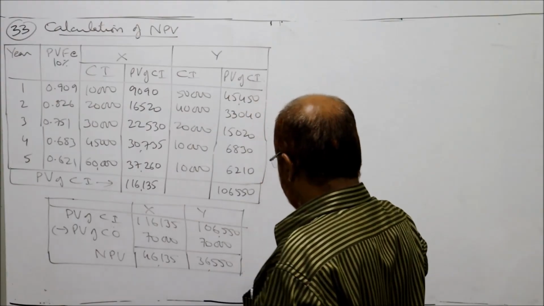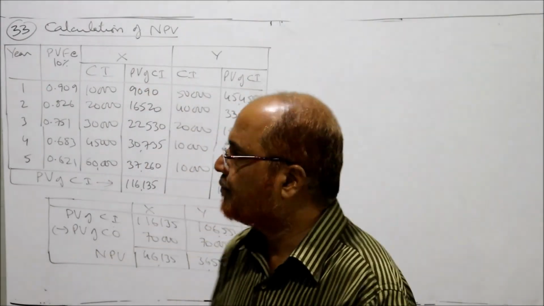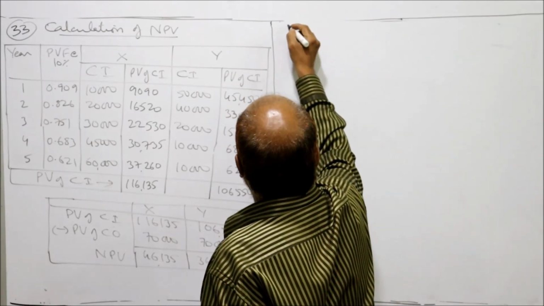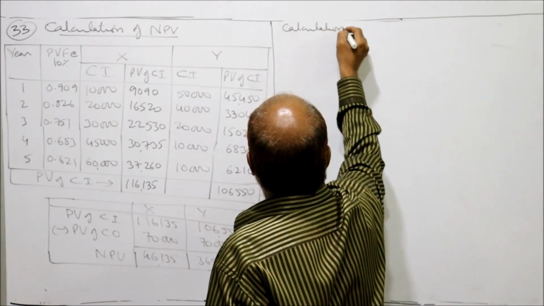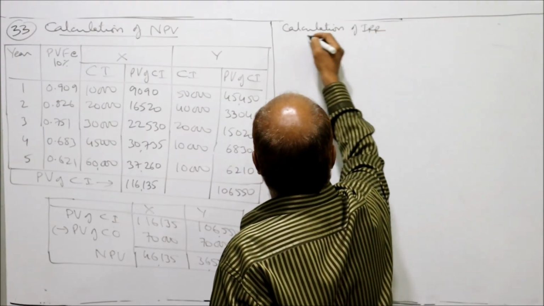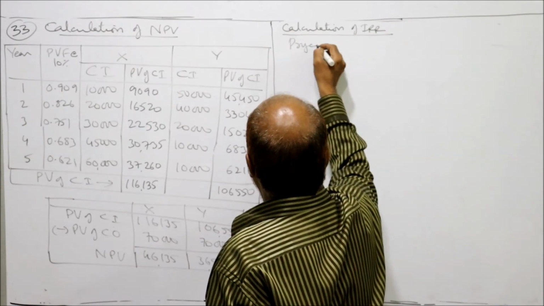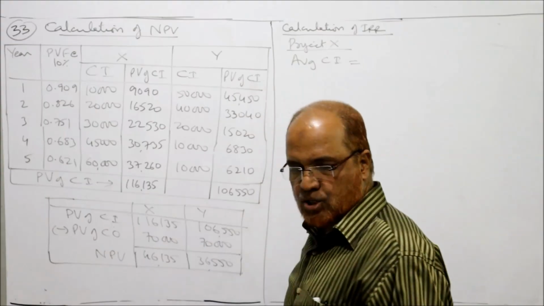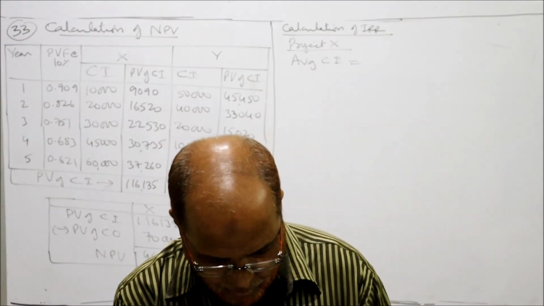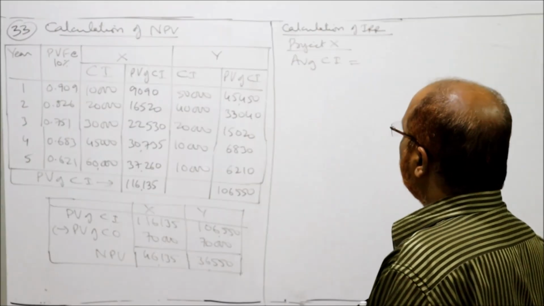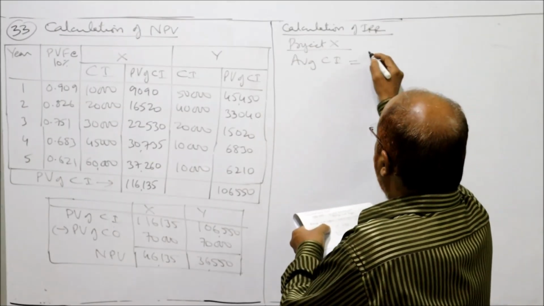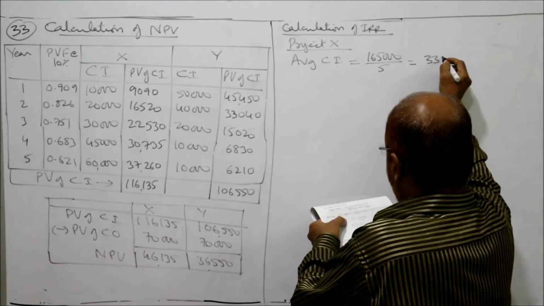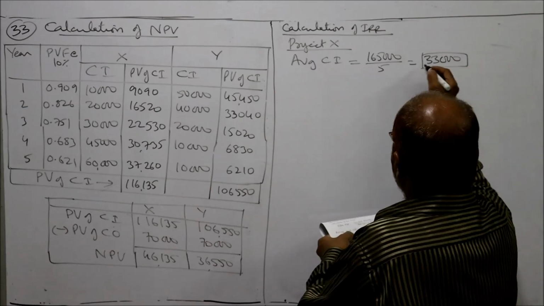Next we have to calculate IRR. Calculation of IRR. So annual cash inflows are not constant, so we calculate the fake PBP. So average cash inflow is equal to 1,65,000 divided by 5, 33,000.